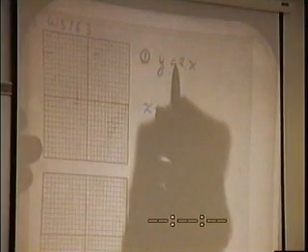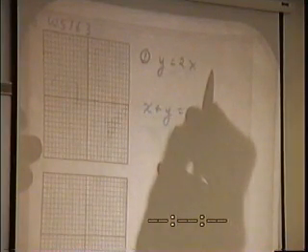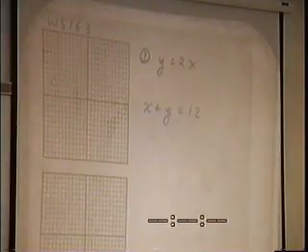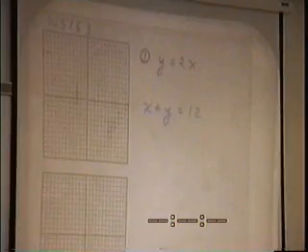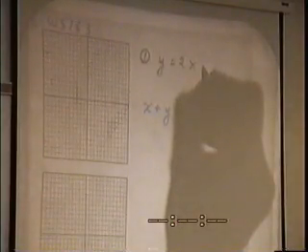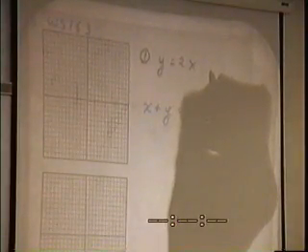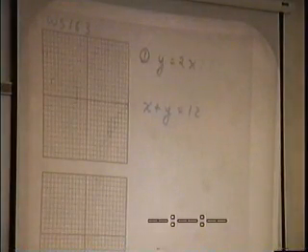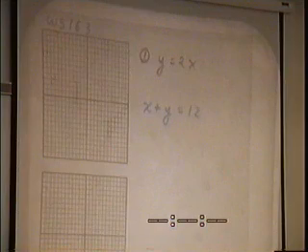Notice this is y equals mx plus b. The b is missing, that means it's zero. That's one way to think of this. You can think of this as a missing zero. There it's in slope-intercept form, y equals mx plus b.